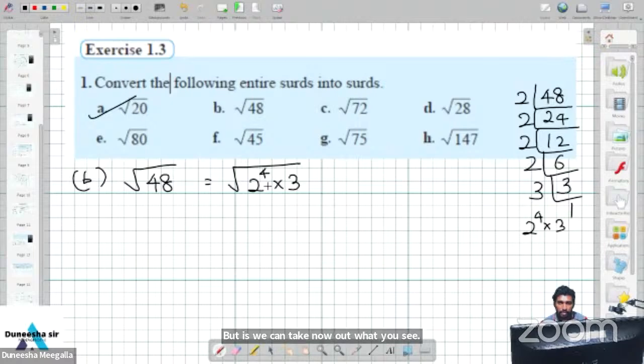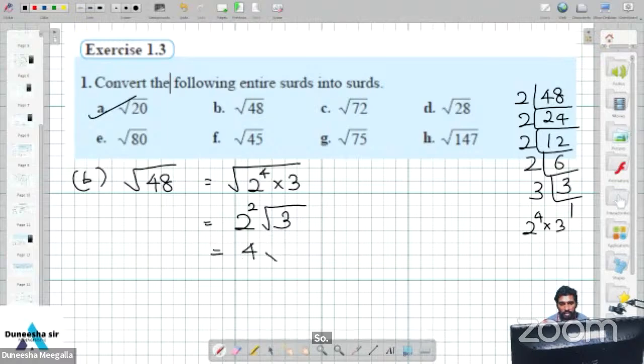The base is 2. 4 divided by 2. We divide the index by 2 when taking it out, so what is it? 2. So the base is 2, the index is 2. What is inside the root? 3. Then what is 2 to the power 2? 4. Then 4 into root 3. Root 3.